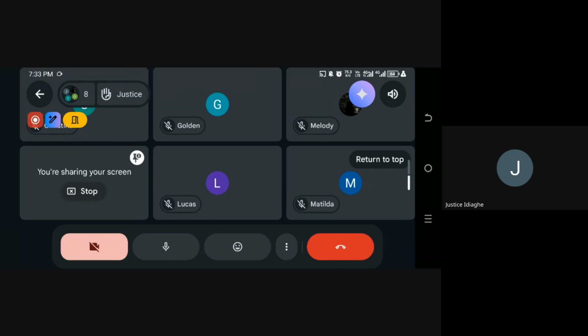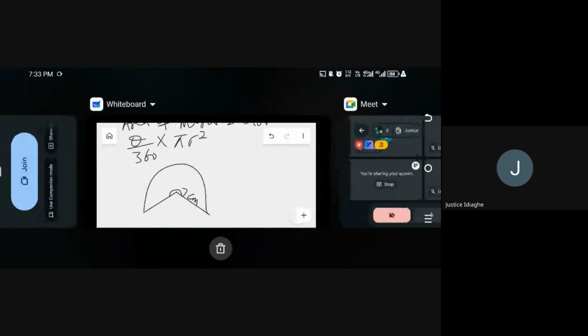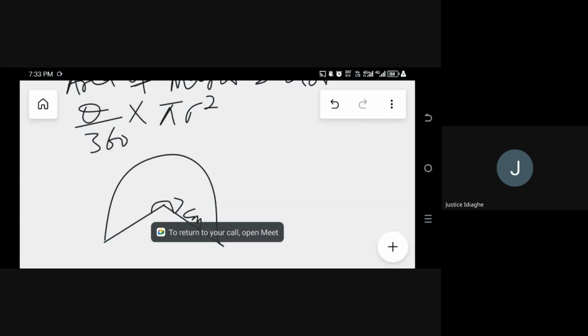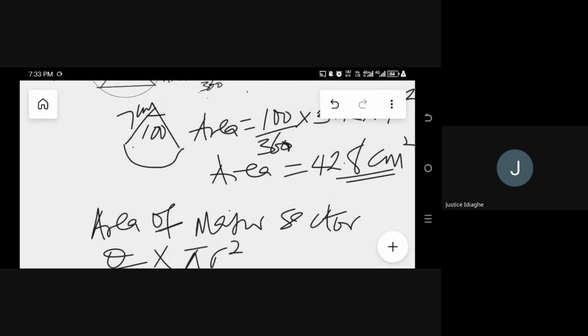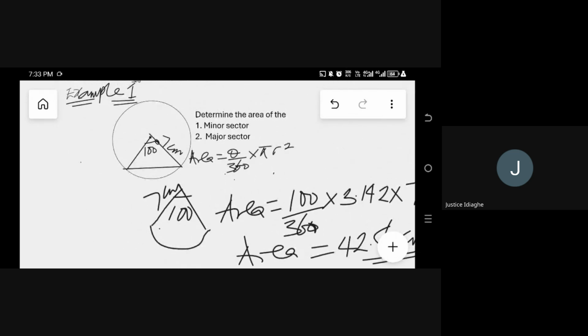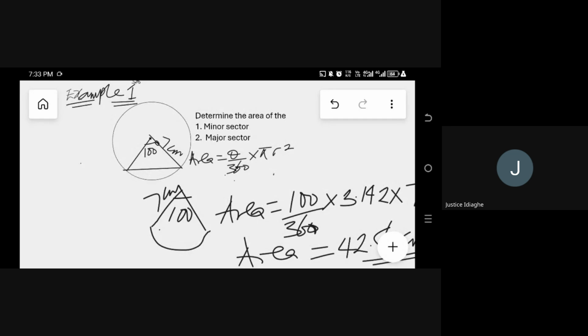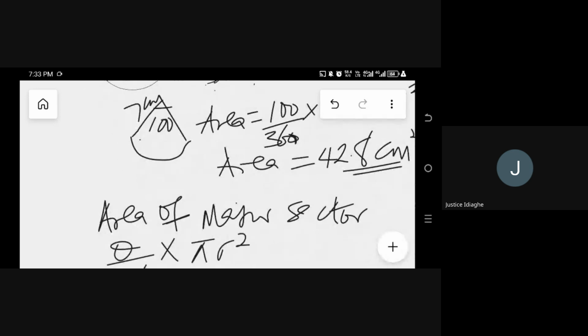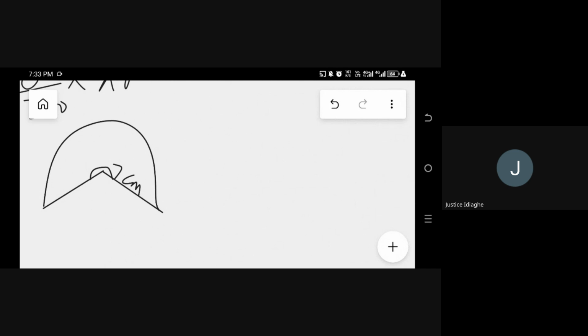Yes, sir. All right. So for our major sector, we would be using an angle of 260 degrees, because from this diagram, 100 degrees is for the minor sector. Then we look for the angle that the major sector subtends, and that would be 260, because the angles meeting at the center, the 100 and the reflex angle, should add up to 360. So we're using 260 for our major sector.